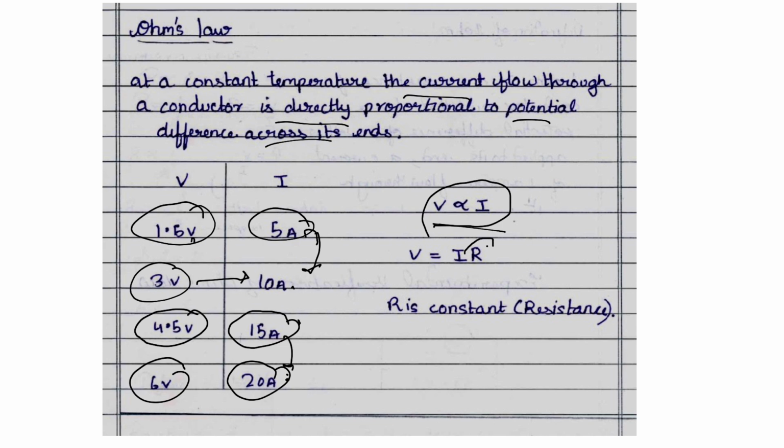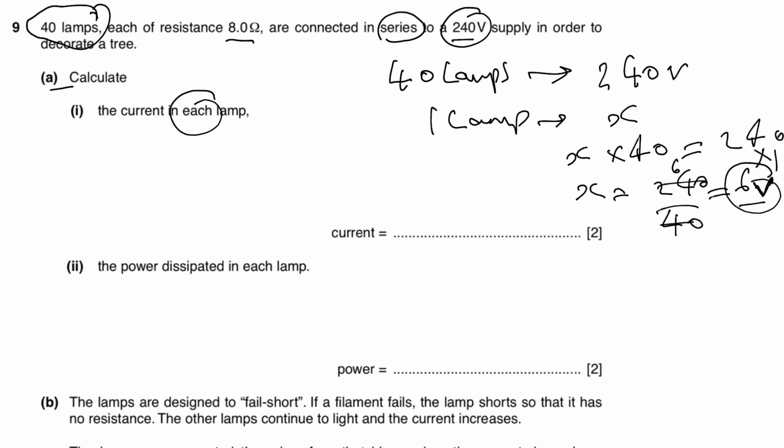Because we have to remove the proportionality sign, whether direct or inverse proportional, we have to put in one constant. This is the constant, and that constant is R. So we will use this formula to solve this question. Here we will use V equals IR.